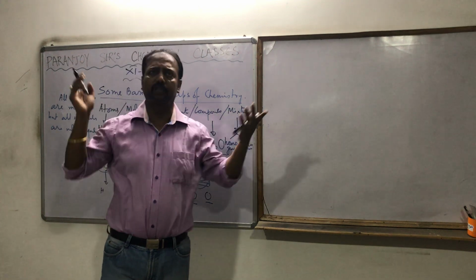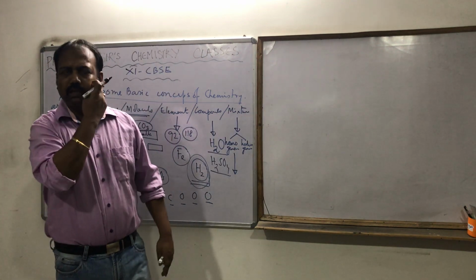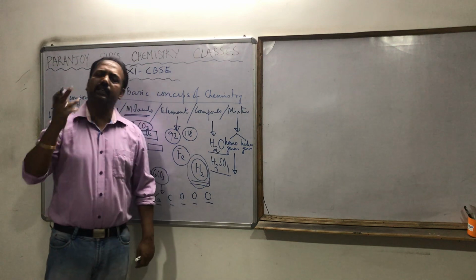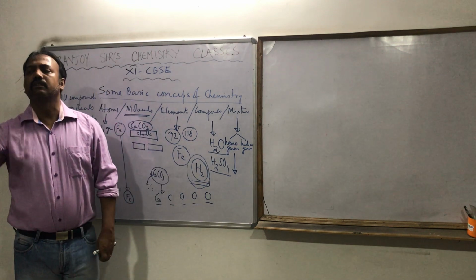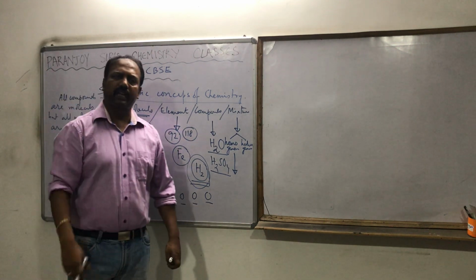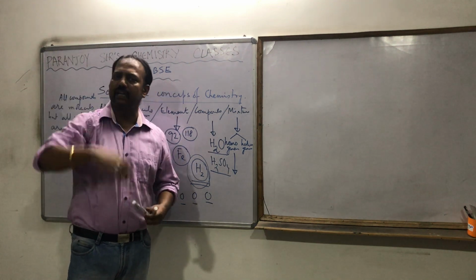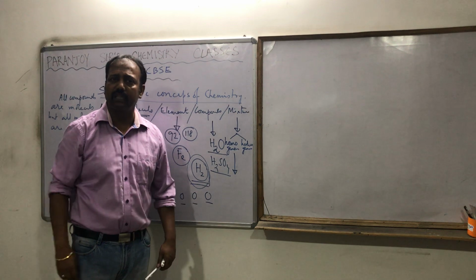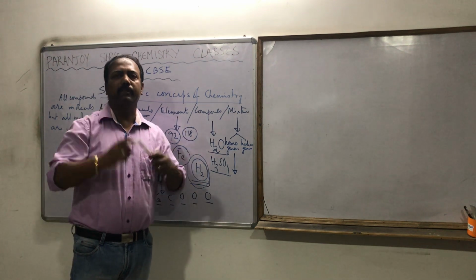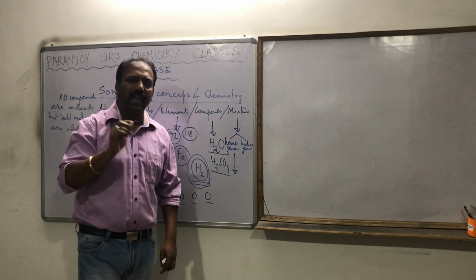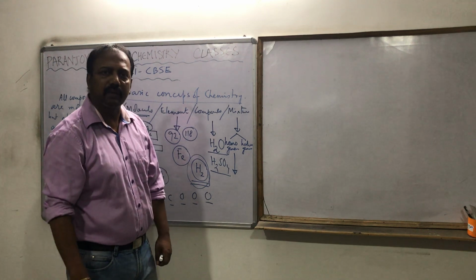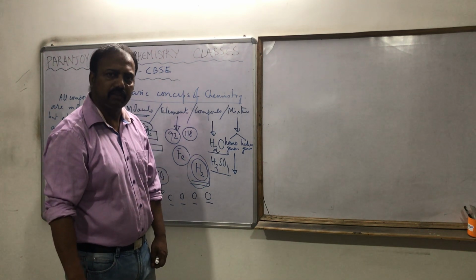Or for example, suppose this air where we are living. Now this air consists of what? You know that it consists of oxygen, nitrogen, etc. There are so many gases. But can you identify that this is oxygen or this is nitrogen or this is carbon dioxide? No, because they are mixed homogeneously. That type of mixture is known as homogeneous mixture.